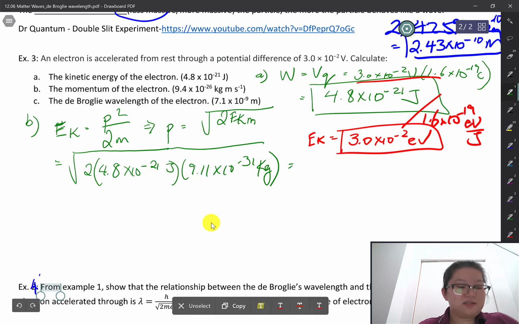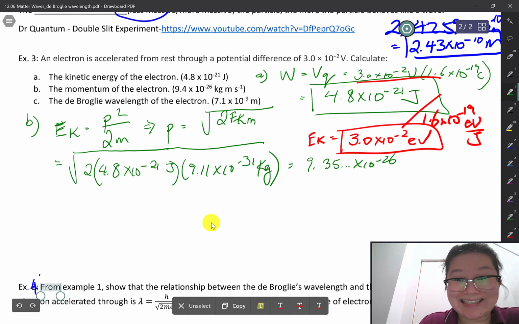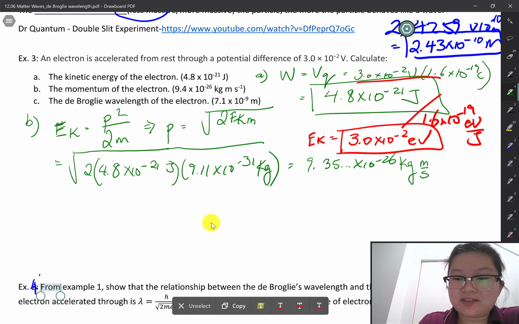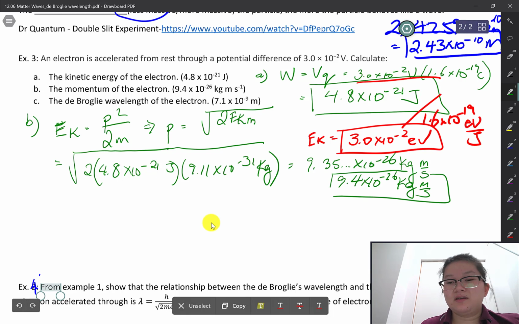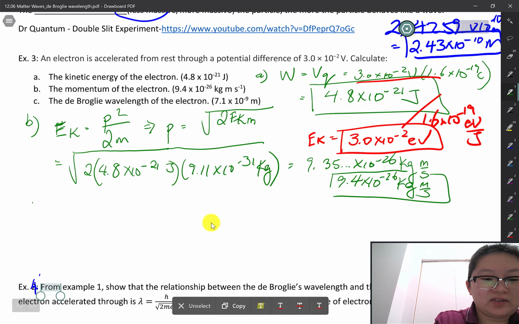And that's going to give us 9.35... times 10 to the power of negative 26 kilogram meters per second. Okay, so if we round it off, this is 9.4 times 10 to the power of negative 26 kilogram meters per second. So that would be finding the momentum. Not too bad so far.